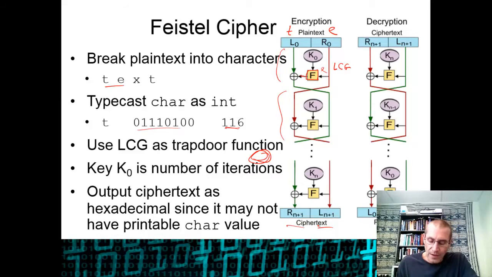text. And you're going to output them as hexadecimal values. And we talked about those in last class. The reason is you won't always have a printable char value that comes out. Remember, there are other ASCII representations, things like new lines and carriage returns, that you can't really print to the screen. So we'll always print them out as hexadecimal.